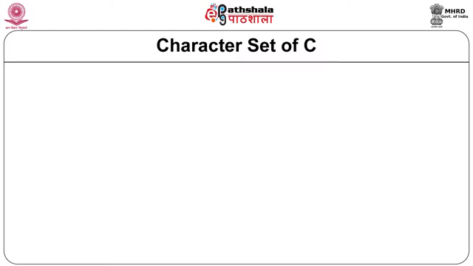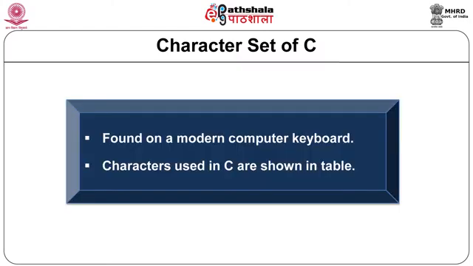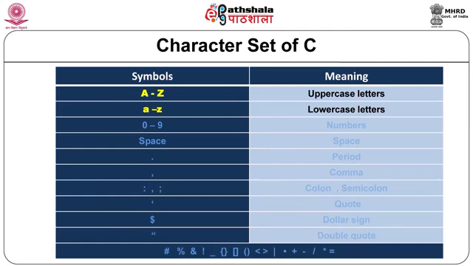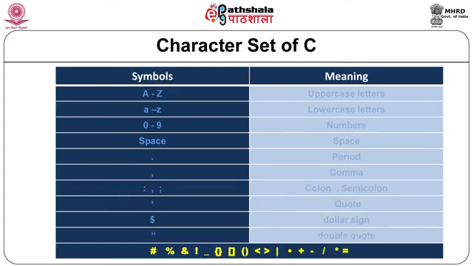The character sets of C language. This covers every character used in C language found on a modern computer keyboard, which are given as follows. Symbols A to Z are used for uppercase letters, small a to z for lowercase characters, 0 to 9 for numbers, space, dot for period, comma, colon, semicolon, quote, dollar sign, double quote. These are the different characters of C language.